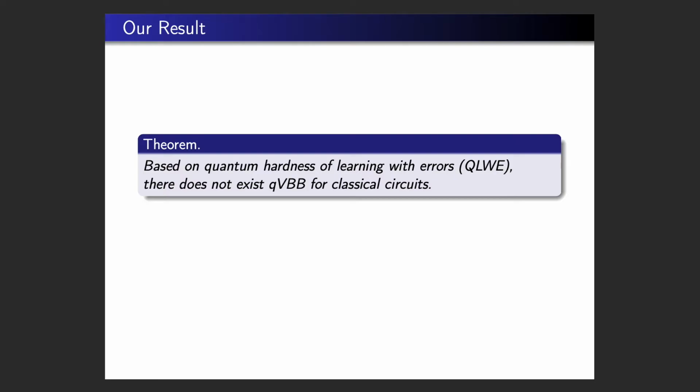So a natural question to ask is whether quantum VBB obfuscation for classical circuits exists, and we show that it doesn't. And even this result is based on the quantum hardness of learning with errors. And in terms of techniques, this result is going to be very similar to the techniques we're going to use to prove the impossibility of quantum copy protection.